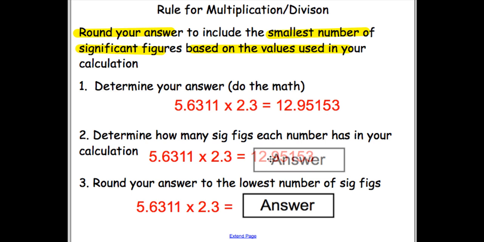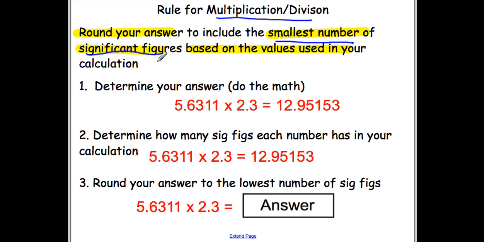Now that we have our answer, and we can look at this whole thing, we've got to figure out how to round it using our significant figure rules. Well, when we do multiplication and division, our rule is that we have to have the lowest number of significant figures that we started with. So, for multiplication and division, the smallest number of sig figs. That's the big thing you have to remember. So how do I do this? Well, let's take a look at the two numbers that we multiplied to begin with, and look at how many sig figs they had.